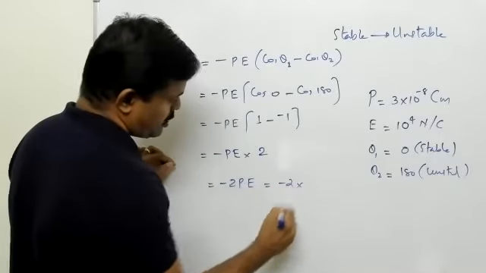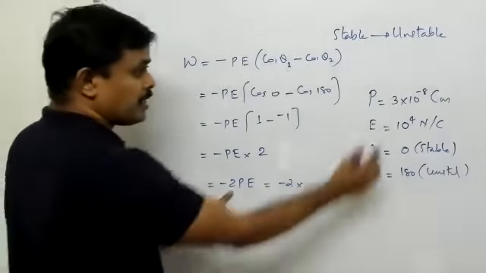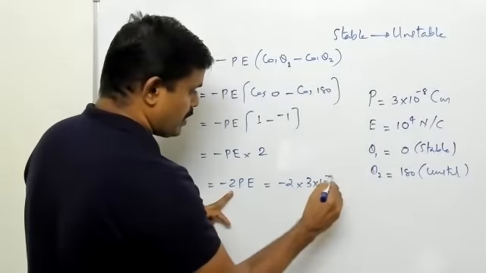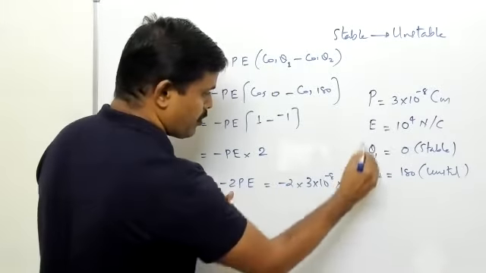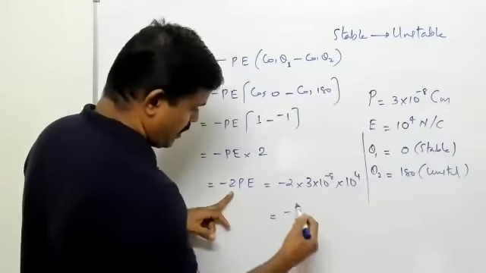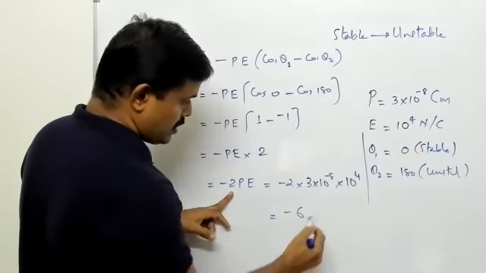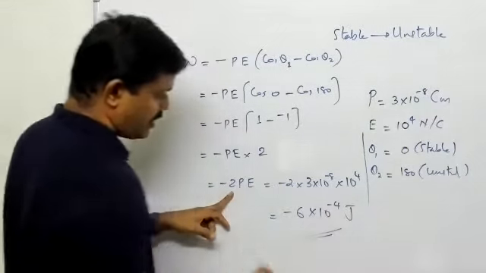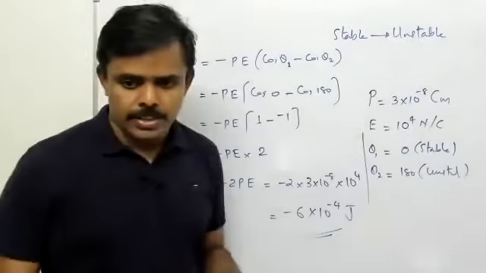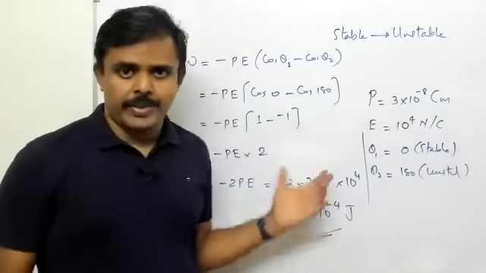Put the values: minus 2 into P, which is 3 into 10 power minus 8, into electric field 10 power 4. What do we get? Minus 2 into 3 is 6, 10 power minus 8 into 10 power 4 gives 10 power minus 4 joules. Work done is measured in joules. Did you understand? This is a frequently asked question.